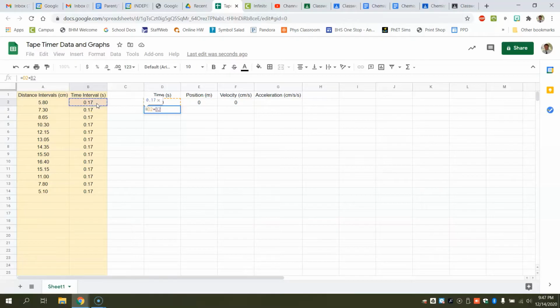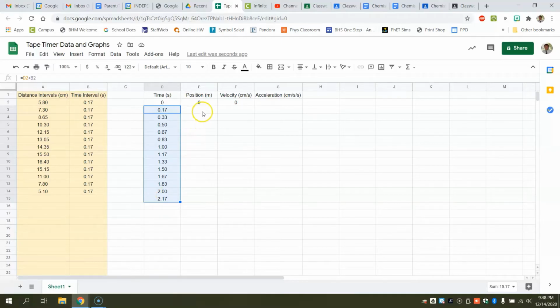Now when we hit enter, that's going to take that time that was above and it's just going to add that interval. We're now going to grab the little blue square and drag it down to the 1 point here so that it adds that interval to each one. So really the strip of paper took about 2.17 seconds to go through.